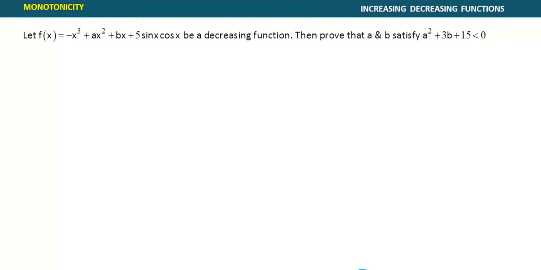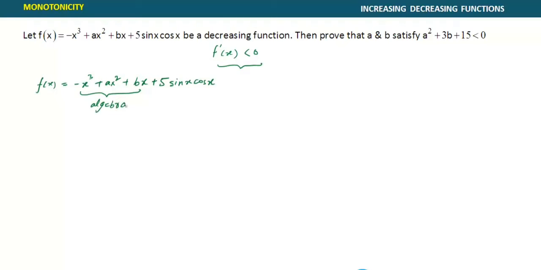So it says that f(x) is a decreasing function. So for a decreasing function, what you want is that f dash x should be less than 0. This is the given statement. Now in the f(x) portion, f(x) is nothing but minus x cube plus ax square plus bx plus 5 sin x cos x. Now this is something very interesting. Here it is an algebraic expression and the other portion is trigonometry.